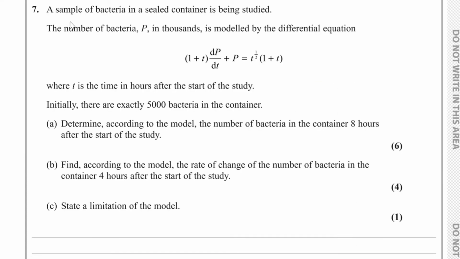Question number 7. A sample of bacteria in a sealed container is being studied. The number of bacteria P in thousands is modelled by the differential equation 1 plus t lots of dp over dt plus p equals t to the half lots of 1 plus t, where t is the time in hours after the start of the study. Initially, there are exactly 5,000 bacteria in the container, and for part A, we have to determine, according to the model, the number of bacteria in the container 8 hours after the start of the study.